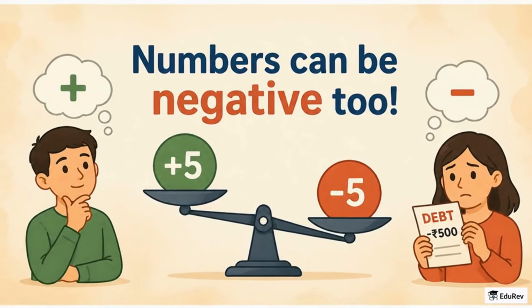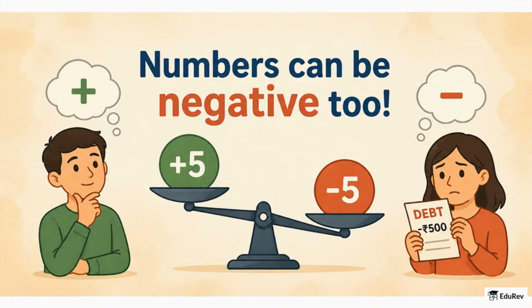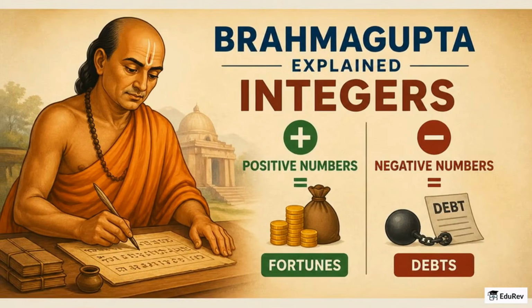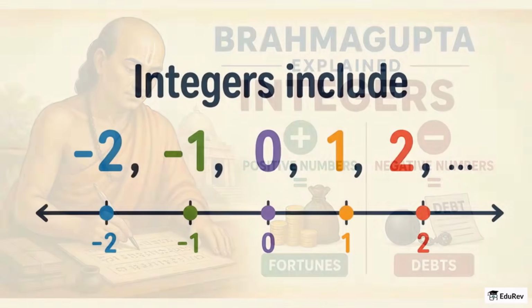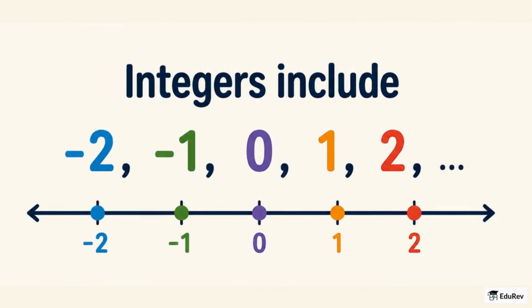People then realized numbers could be negative too, to record debts and losses. Brahmagupta explained integers. Positive numbers are fortunes, and negatives are debts. So integers include minus 2, minus 1, 0, 1, 2, and more.